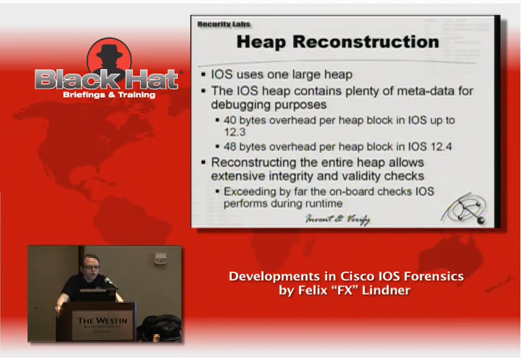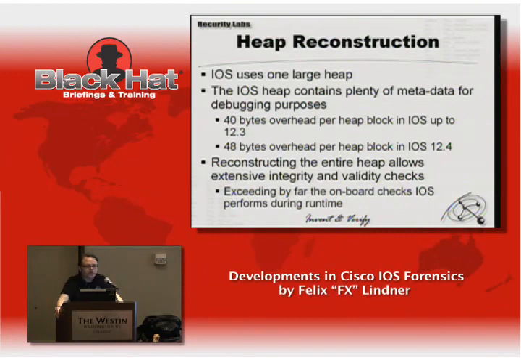So up to 12.3, we have 40 bytes overhead per heap block, and then 48 from 12.4 and later. Apparently, some of those that were added were a feature for preventing buffer overflows forever, which worked as well as you would expect something like this to work.